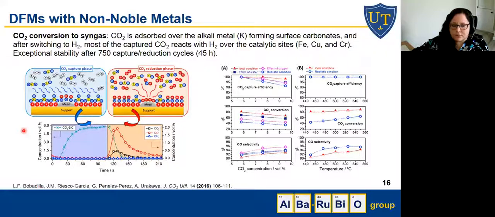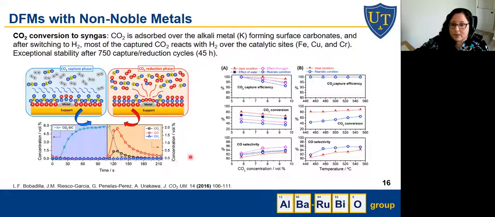So all of them are not rhodium, ruthenium, metals like that. And also metals that, even when they are non-noble metals, can work at lower temperatures, so not as high as nickel. In this example, these authors supported iron, copper, and chromium onto a hydrotalcite modified with potassium. They found that during the CO2 capture, this CO2 forms carbonate on the potassium. And then when switched to hydrogen, that is this chain in here, that is going to be reacting with the CO2 to form CO. So this is to produce syngas and some CO2 that was not converted.